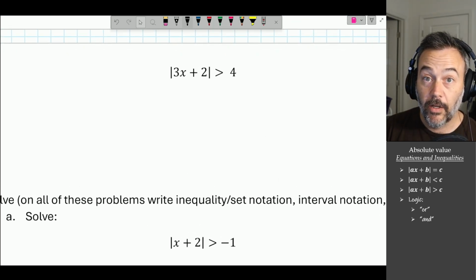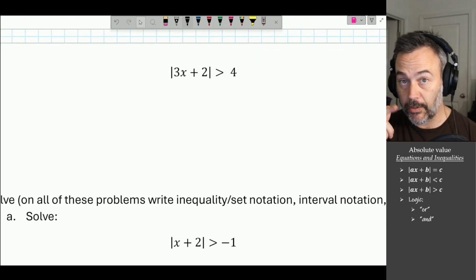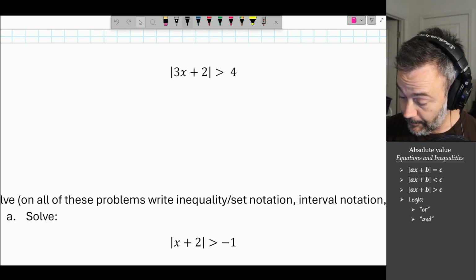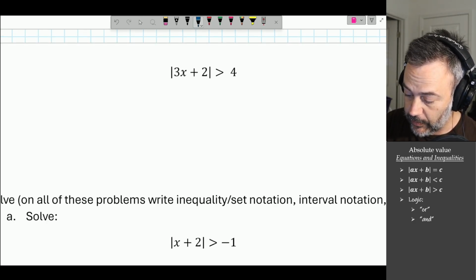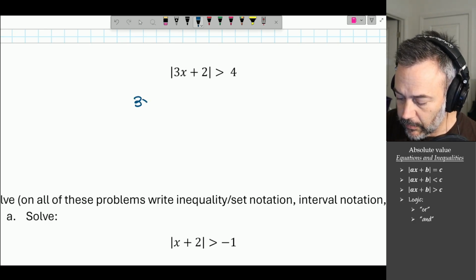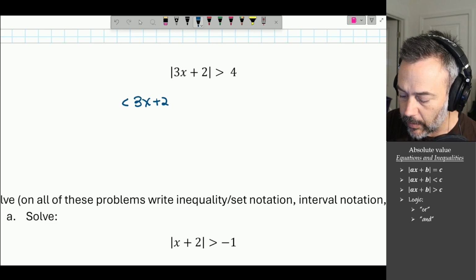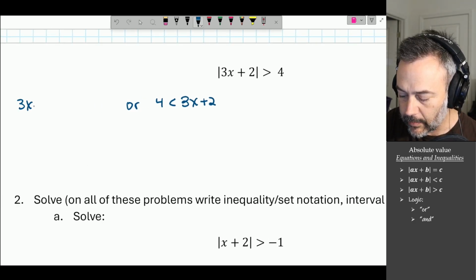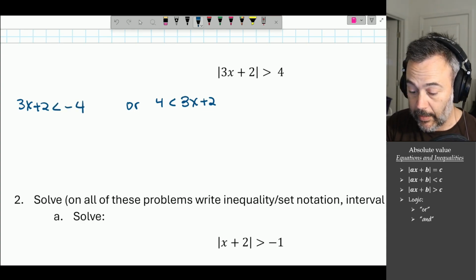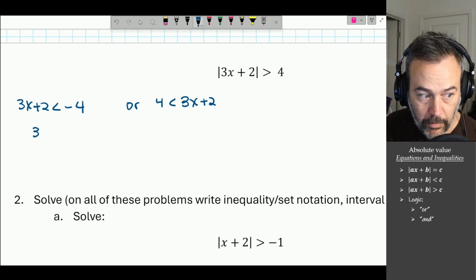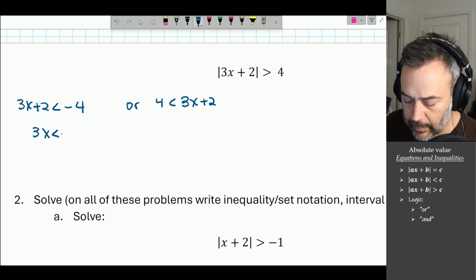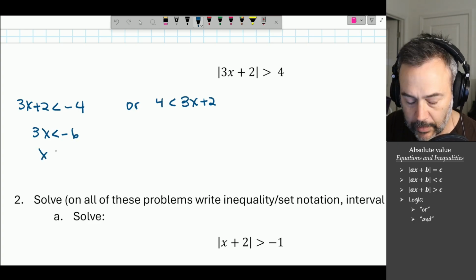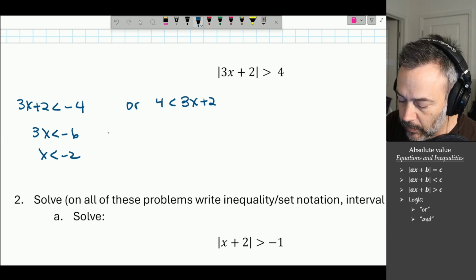All right. If I switch the order of the inequality, then we can break it up into 2. So it'd be 3x plus 2 is greater than 4, or 3x plus 2 is less than -4. And we just get what? 3x is less than -6. x is less than -2.